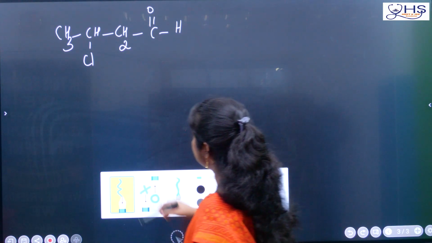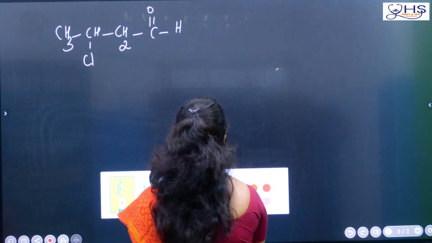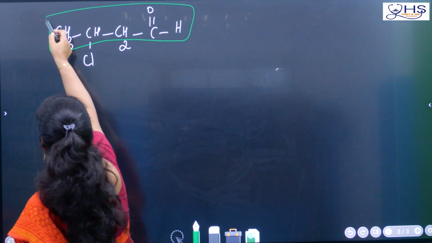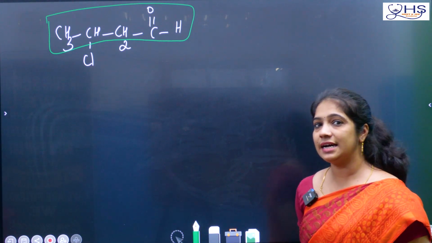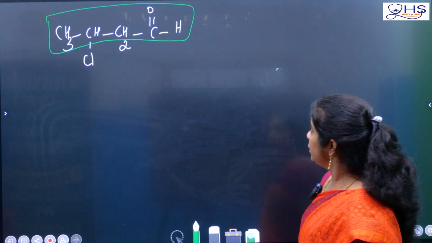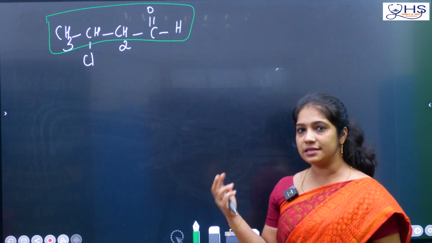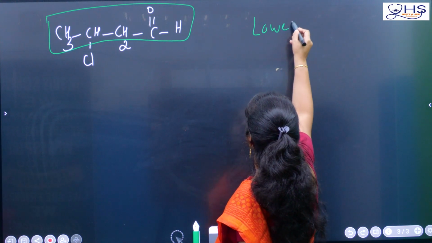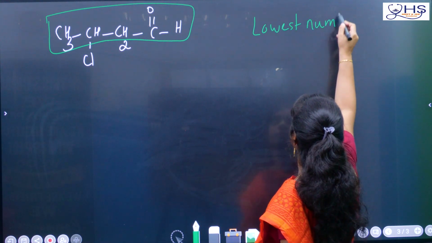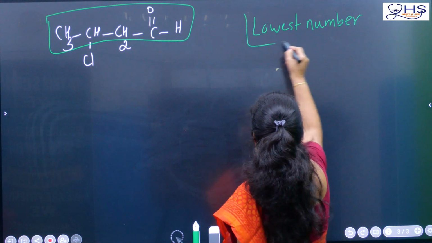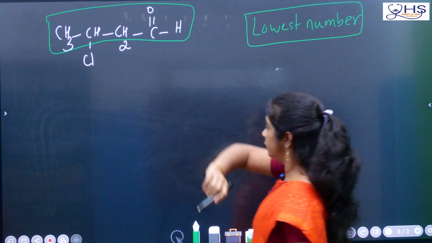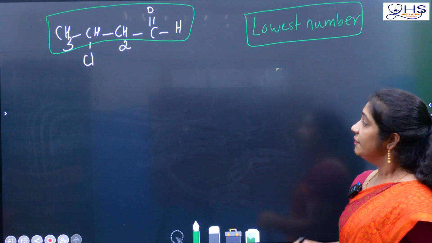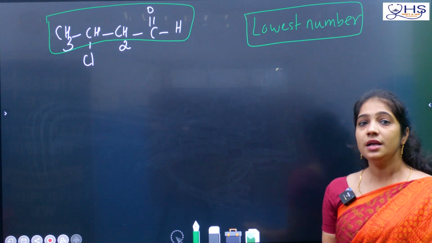First step is to select the longest carbon-carbon chain. The longest carbon-carbon chain including the functional group is this one for me. After that you have to do the numbering. How will you number? Start numbering from the side where the functional group gets the lowest possible number. Then we try to give the lowest number to the double bond, triple bond. Then we give the lowest number to the substituents.